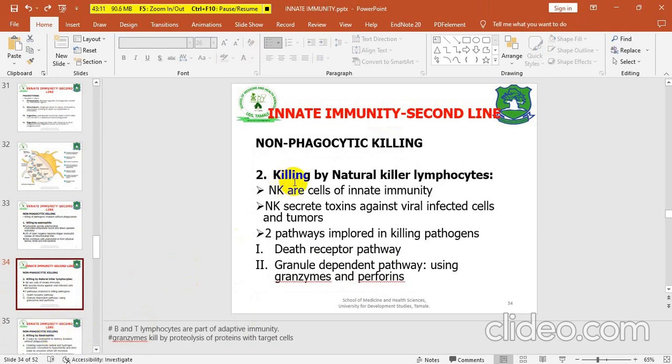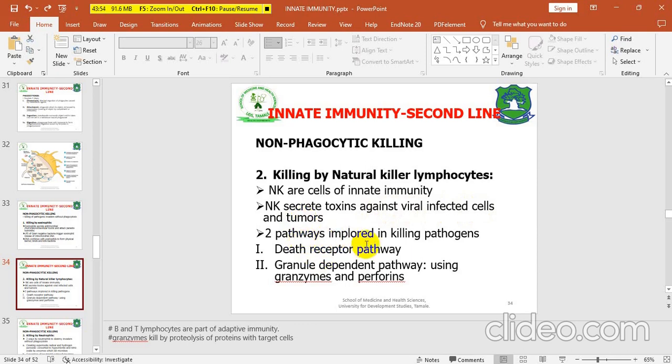For the non-phagocytic killing, like I said, killing by natural killer lymphocytes. So we also have the natural killer cells, and they are the third class of cells under the lymphoid progenitor cells. So we have the natural killer cells of the innate immunity, and they secrete toxins against viral infected cells and tumor cells. So when you say tumor, it is what? Cancer cells, cancer cells. So natural killer cells secrete toxins or poisons against viral infected cells and cancer. So they only fight viruses and cancer cells.